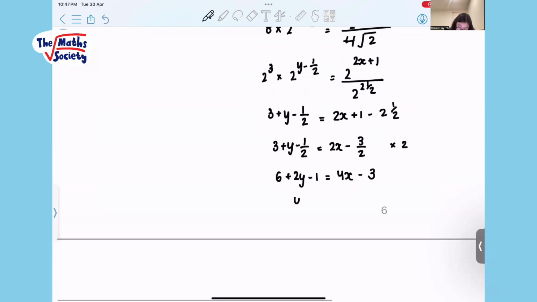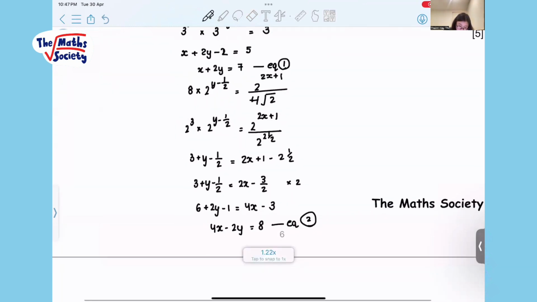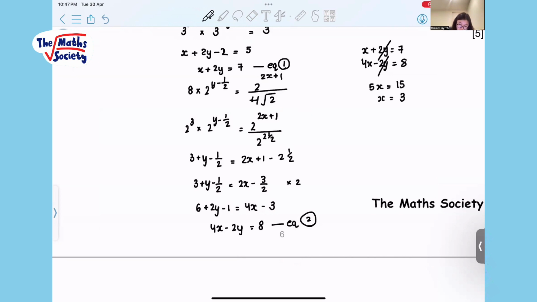So let's just put these in. 4x minus 2y is going to equal 6 minus 1 is 5 plus 3, 8. So we have equation 2 now. So let's put these together again, which is x plus 2y equals 7, equation 1, and 4x minus 2y is equal to 8, yeah? So we know that's the same already, just 5x is going to equal 7 plus 8, which is 15. And x equals 3, and then 2 plus 2y equals 7, yeah? 2y is going to equal 5, equals 4.